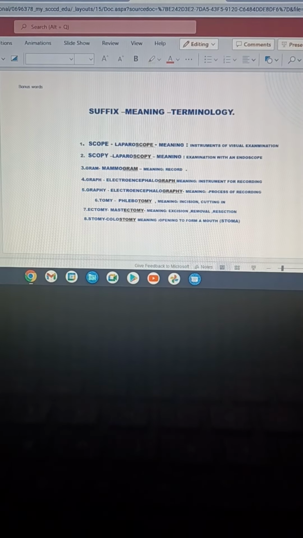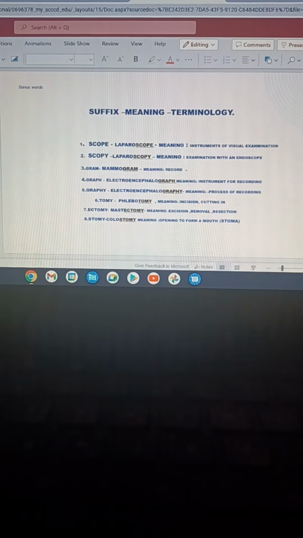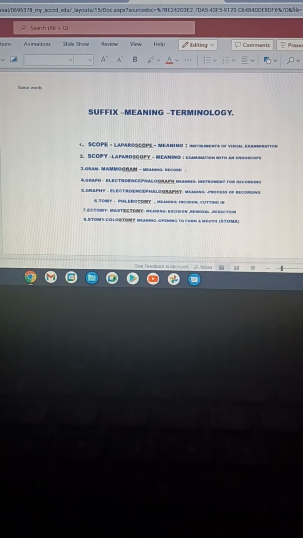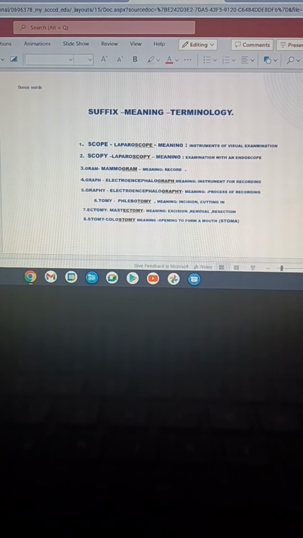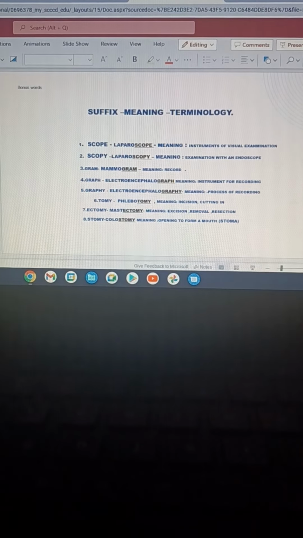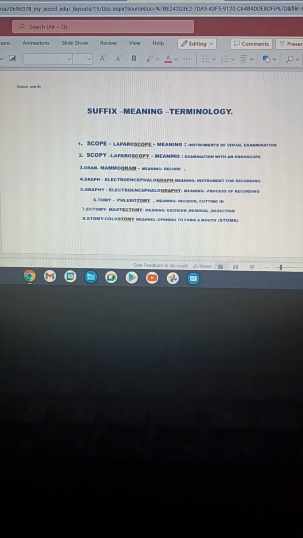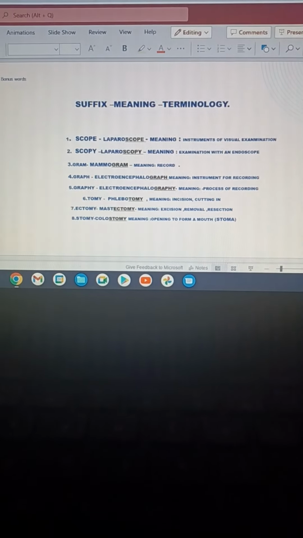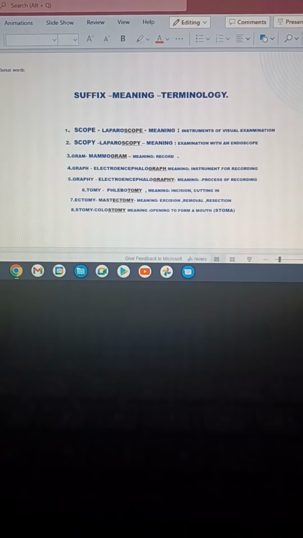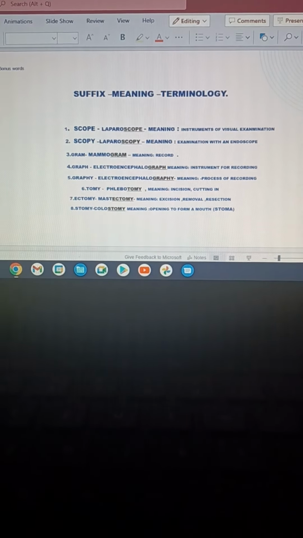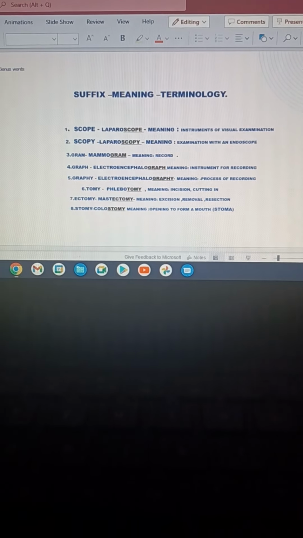I also put suffix meaning terminology. So I have scope for the laparoscope, meaning instrument of visual examination, scopy, which means the examination with the endoscope. Very similar definition, like the mammogram, meaning recording, and then if you could see here, number 6, tomy, which is in phlebotomy. So again, the suffix is the last word, and the meanings are incision and cutting in two.